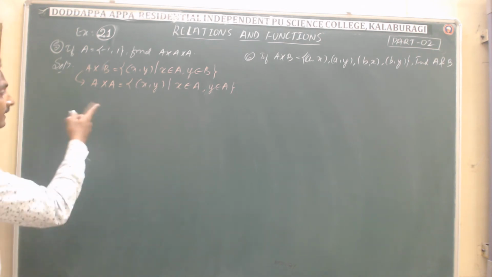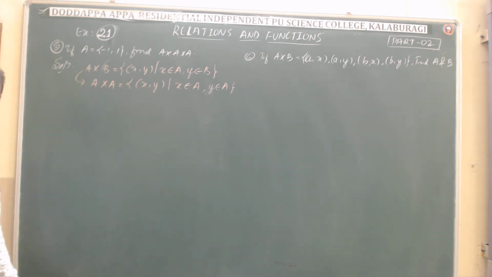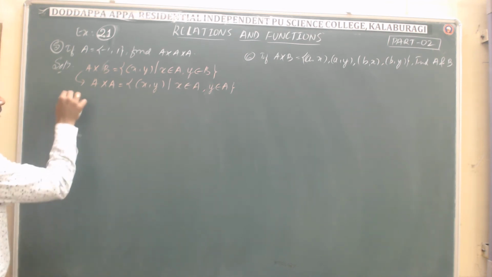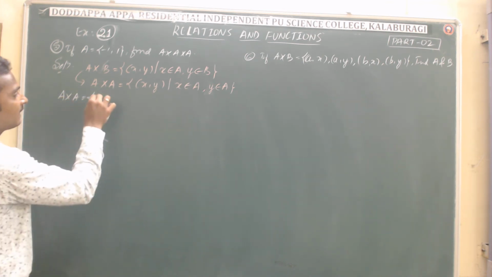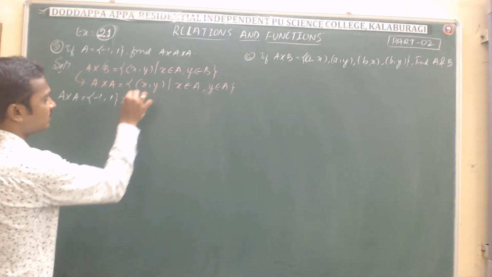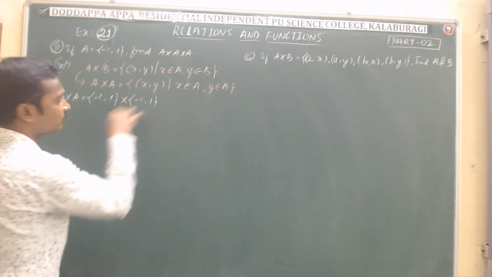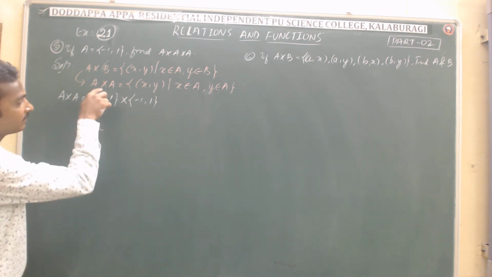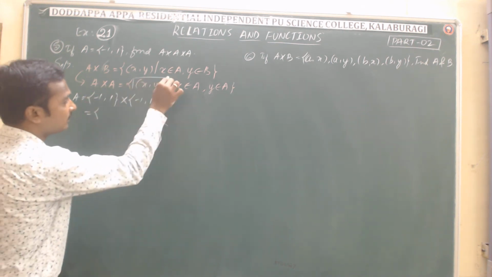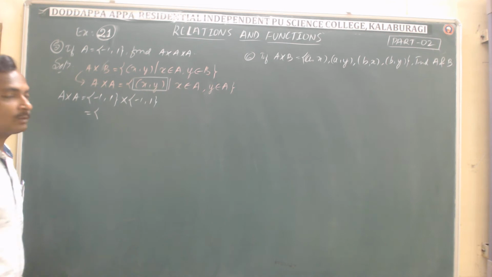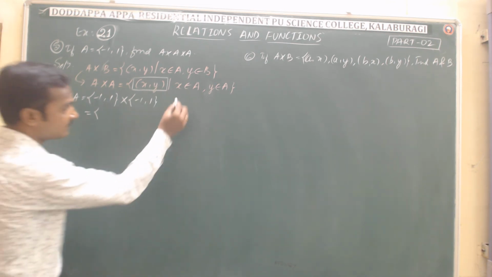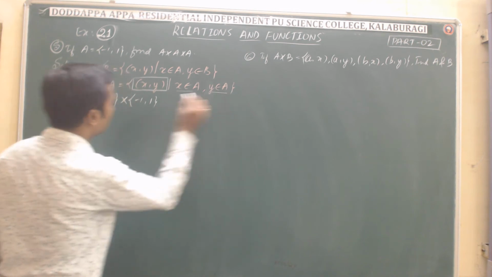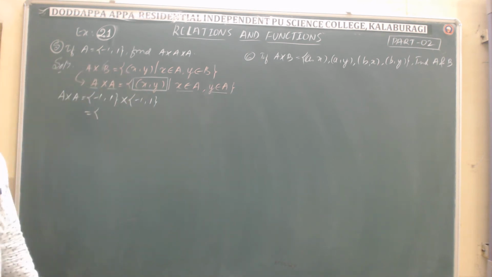product. Therefore, let us first find the Cartesian product of A cross A, then let us find the Cartesian triple product. Therefore, A cross A is equal to, what are the given elements? -1 and 1 cross -1 and 1. Okay, so what is the solution for this? We know that the Cartesian product of any two sets contains only ordered pair elements, where the first element belongs to the first set, the second element belongs to the second set.